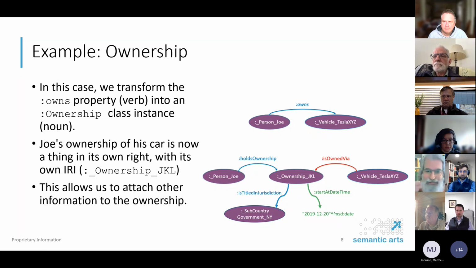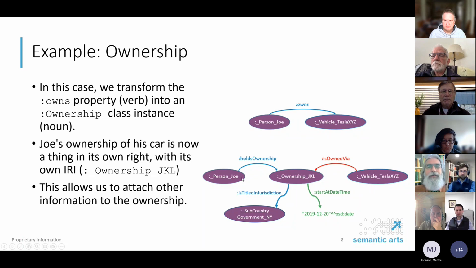And now that I'm actually saying this out loud, that kind of points out the distinction that the state of New York is probably not actually a participant in this, because if you were to take away the Tesla out of that statement and just have Joe, the ownership, and the state, you'd have a very incomplete picture of what's going on.